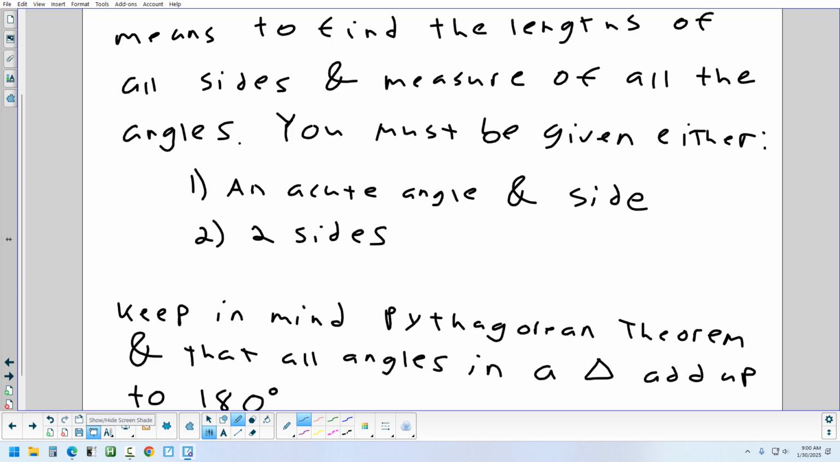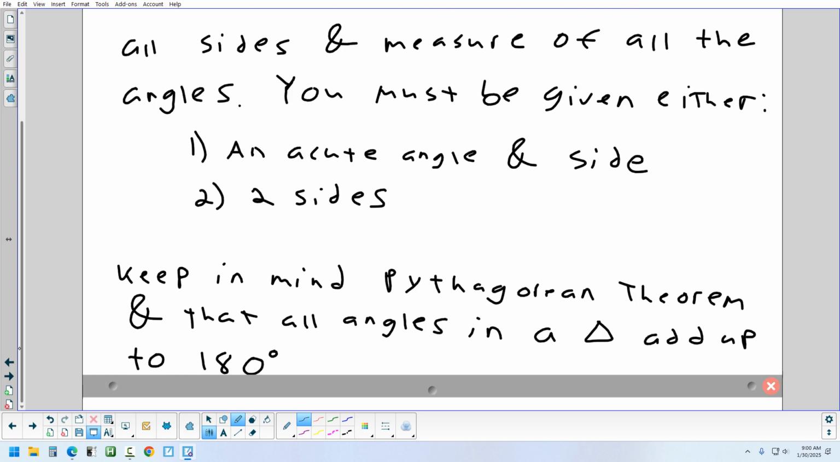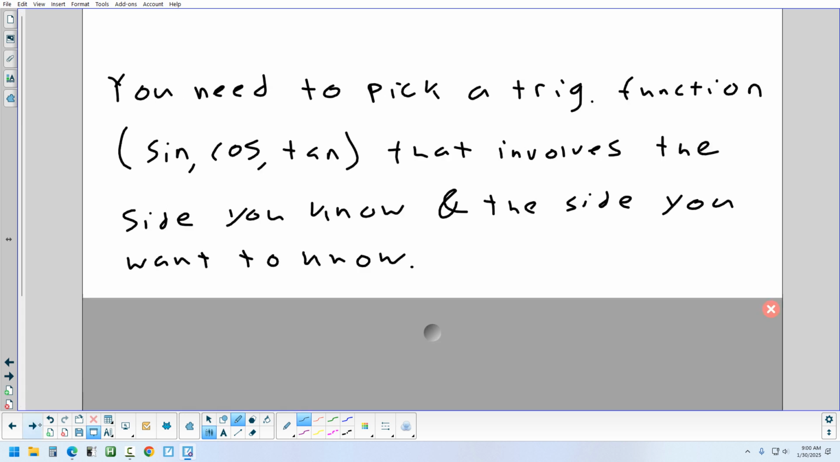But what's another reason why you wouldn't want to use one of your answers, besides it could be a rounding situation? If you by chance got it wrong. Yeah, it could just be completely wrong. So if your answer is wrong and you use it to find something else, then that answer is going to be wrong. So you're always going to use what was given to find what you need to find. Okay. All right, so how do you do it?